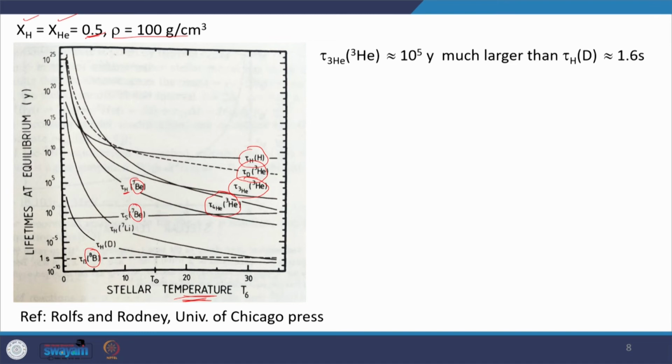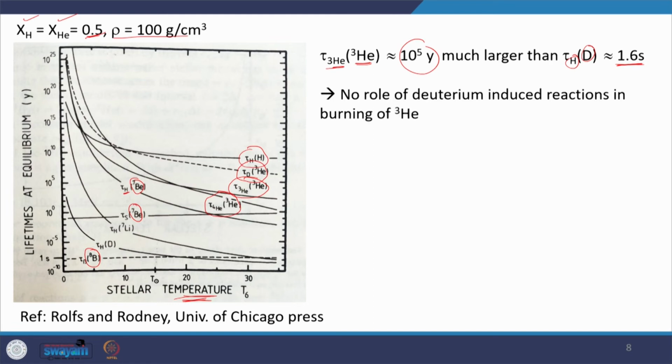Now, the point which is of our interest from this diagram is that the lifetime of helium-3 against destruction of helium-3 is about 10 to the power of 5 years, whereas the lifetime of deuterium against proton, as I have shown you earlier, is 1.6 seconds. 1.6 seconds. What does it mean?